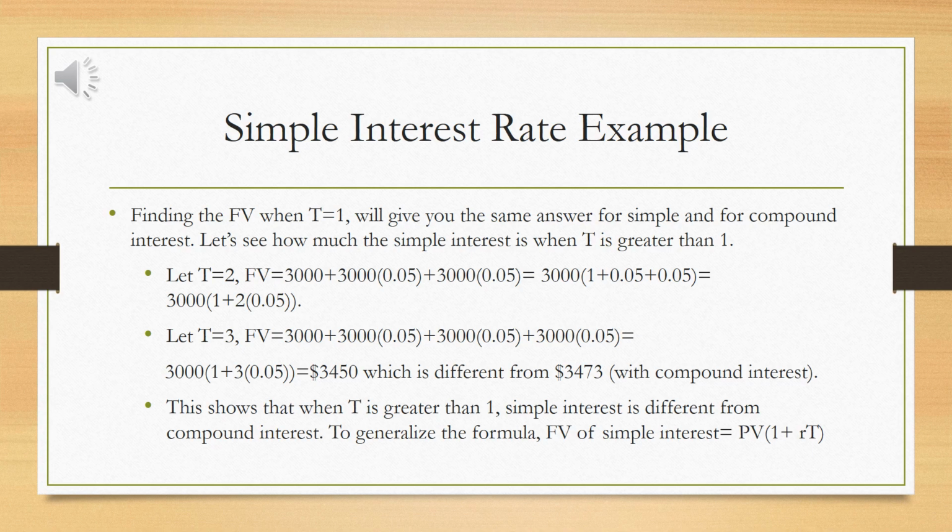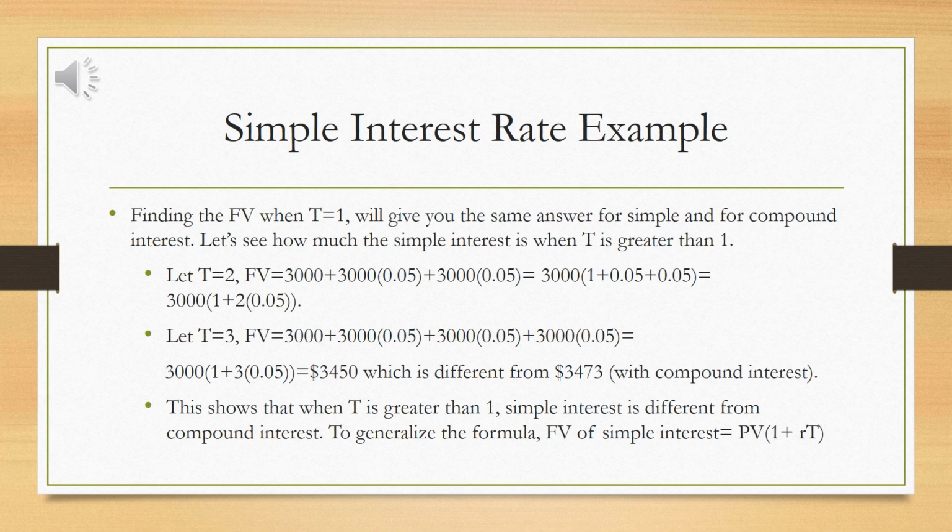Let t equal 3 now. The future value will be 3,000 plus 3,000 times 0.05 plus 3,000 times 0.05 plus 3,000 times 0.05, which is 3,000 times (1 plus 3 times 0.05), which is $3,450, which is different from $3,473, the compounded interest value.